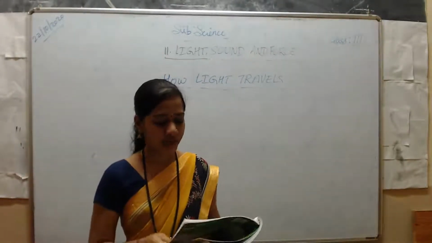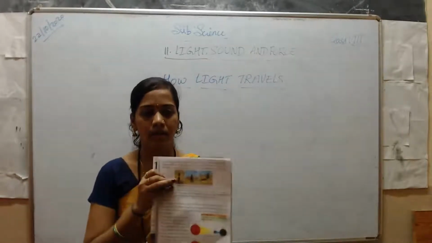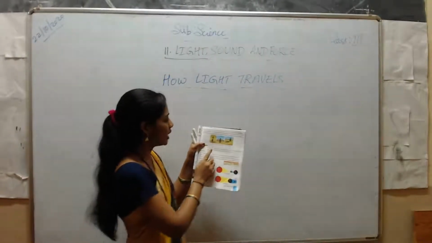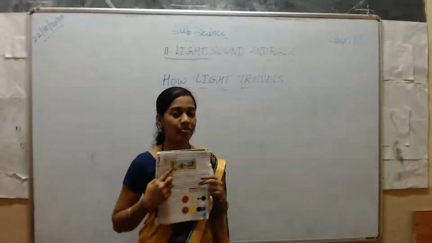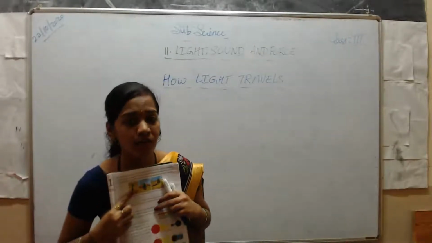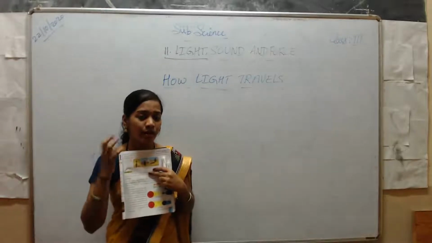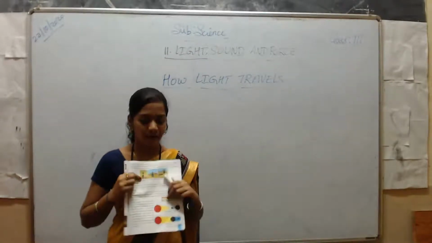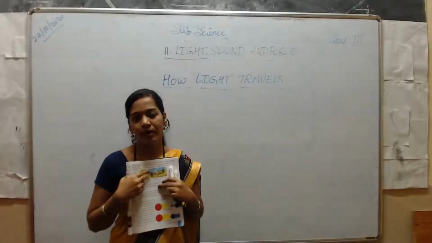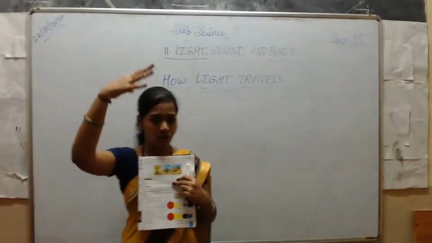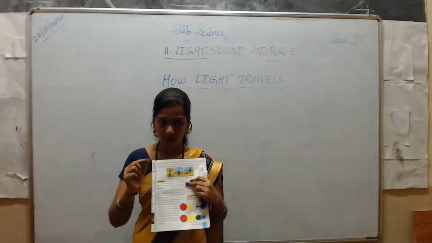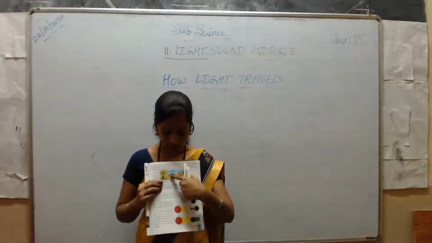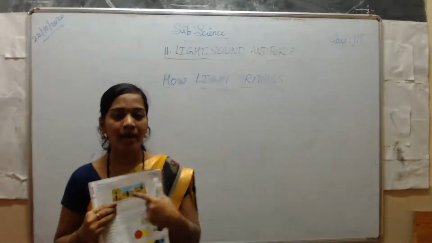Shadow of the tree during the morning, noon and evening. In the textbook it is given, students. See here. Morning time the shadow will be big because the sun is far away from the earth. When the sun rises, it is far away. That's why the shadow will be bigger. In the afternoon, when the sun is in the middle, the shadow becomes small, shorter, and in the evening the shadow will be of a different size. So you can observe three sizes of shadow.